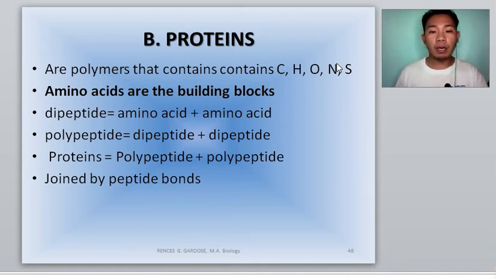Another macromolecule is proteins. Proteins are polymers that contain carbon, hydrogen, oxygen, nitrogen, and sulfur. Amino acids are the building blocks of these proteins. And when we combine amino acids, it will produce a dipeptide. And if we combine dipeptides, it will produce a polypeptide. And a polypeptide will form proteins. Usually, of course, they are joined by peptide bonds.